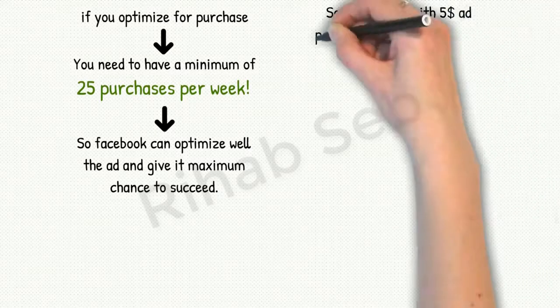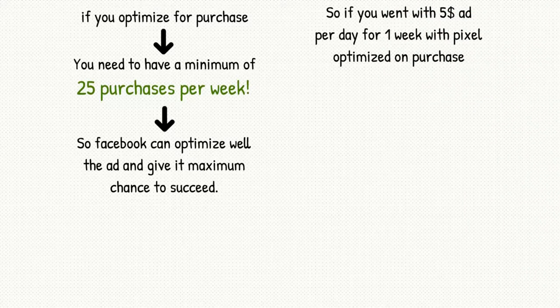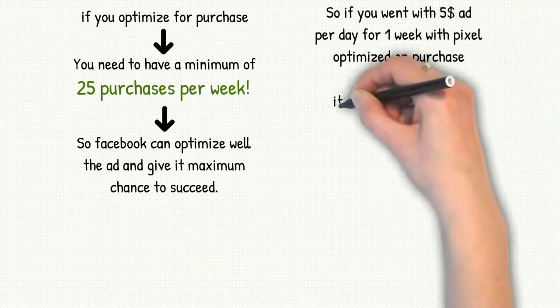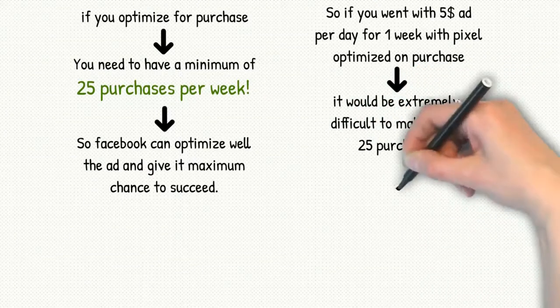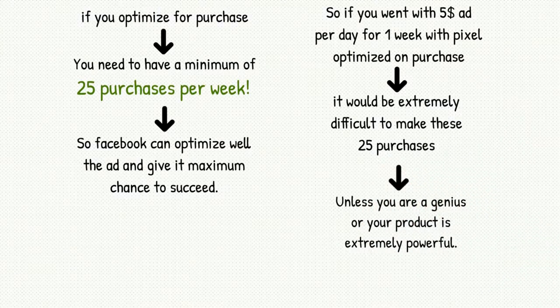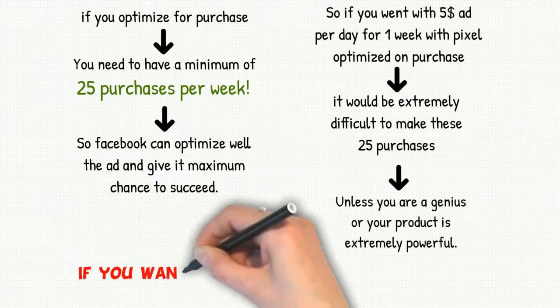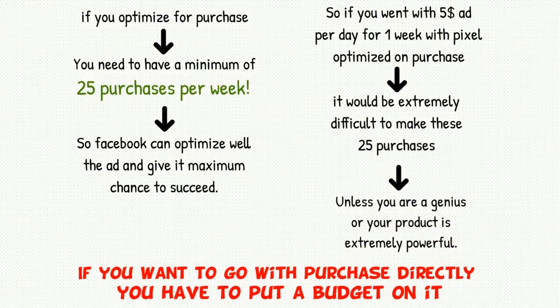So if you go with a $5 ad per day for 1 week with pixel optimized on purchase, it would be extremely difficult to make these 25 purchases, unless you are a genius or your product is extremely powerful. If you want to go with purchase directly, you have to put a budget on it. Let's take an example.